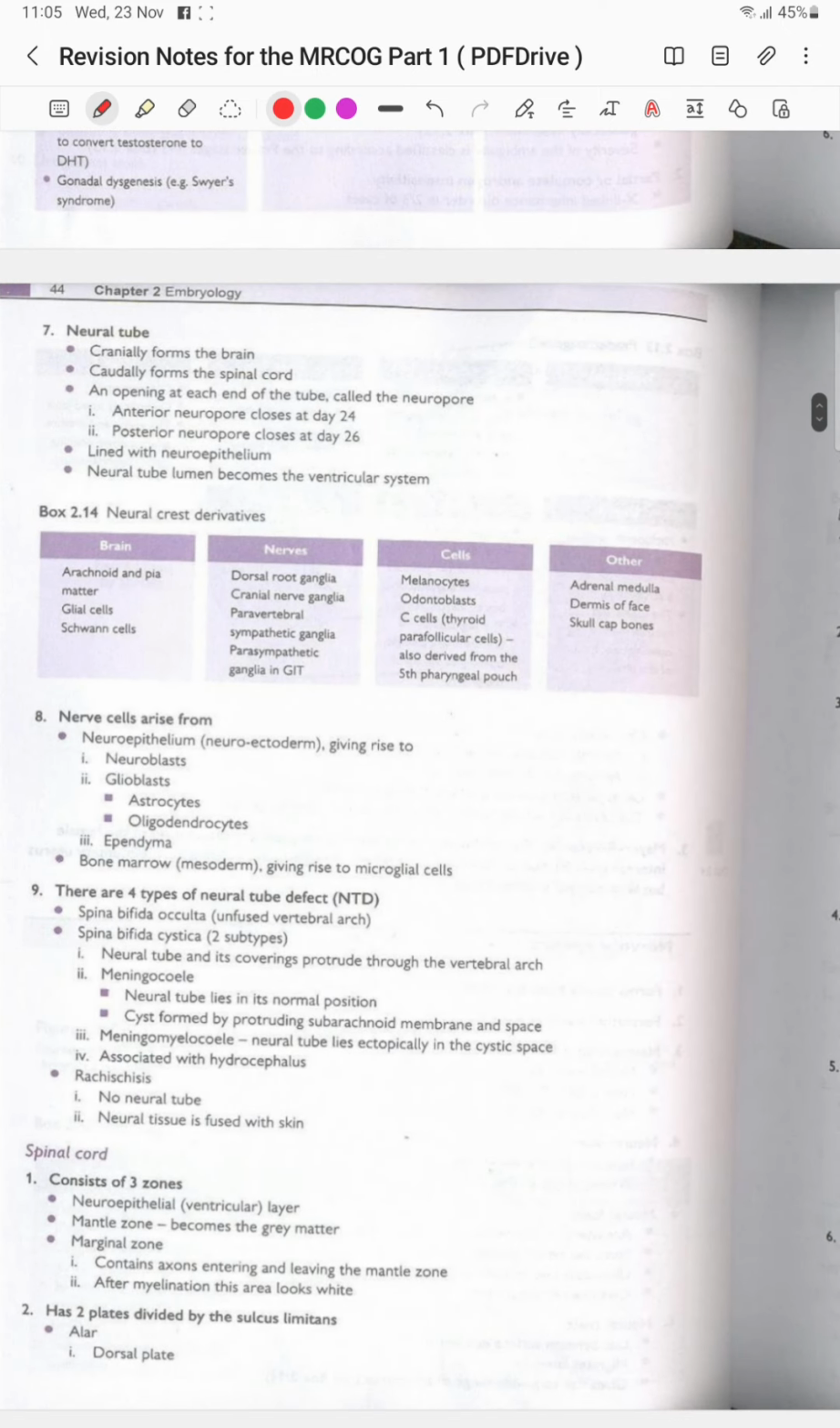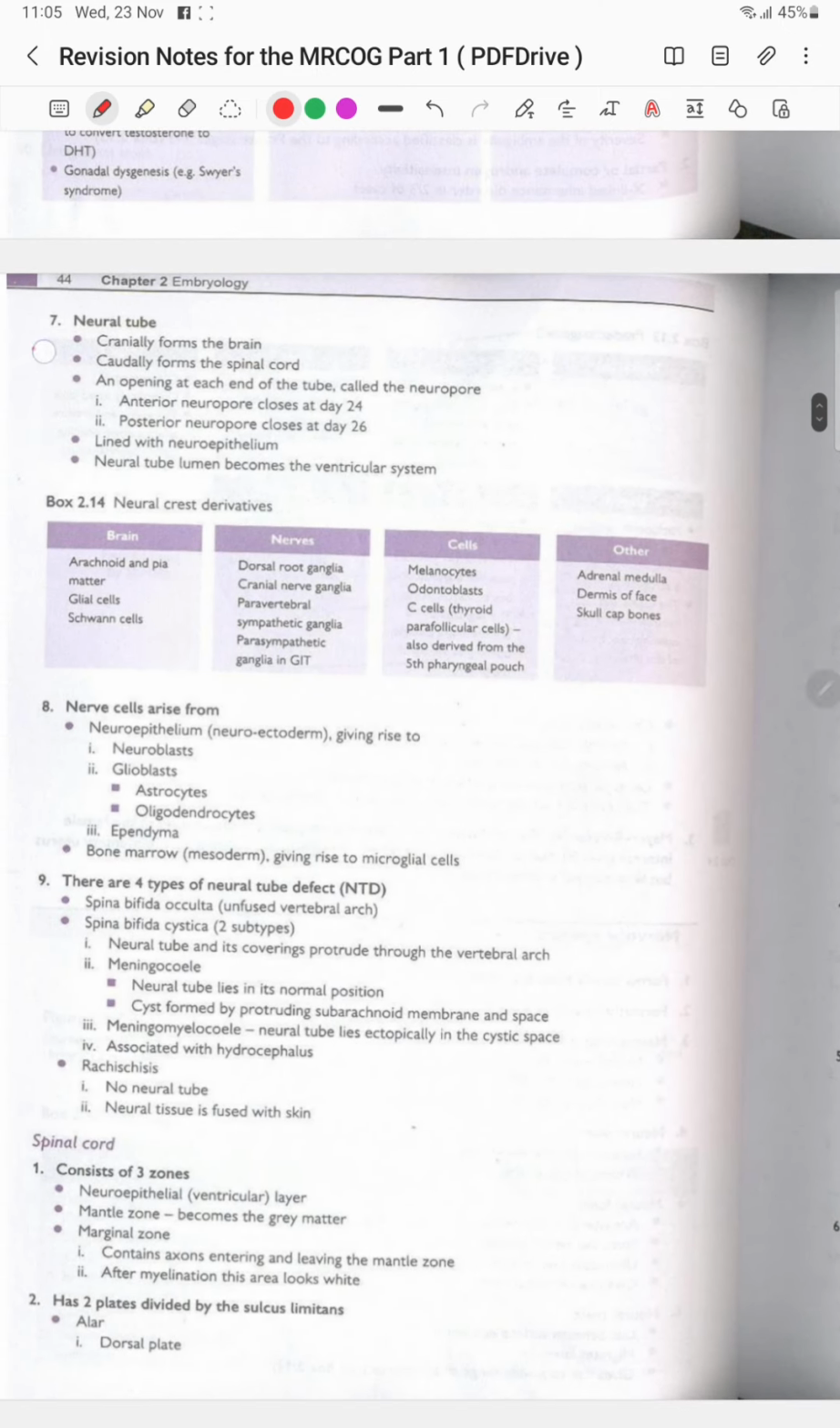And neural tubes currently form the brain, and caudally they form the spinal cord. Opening at each end of the tubes, they call the neuropore. Anterior neuropores close at day 24, and the posterior neuropore closes at day 26. They are lined with the neuroepithelium, and the neural tube lumen becomes the ventricular system.